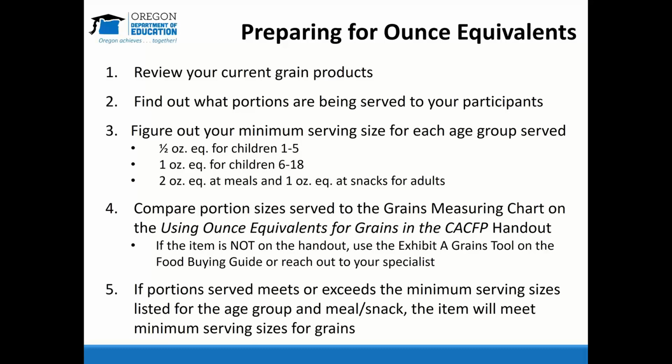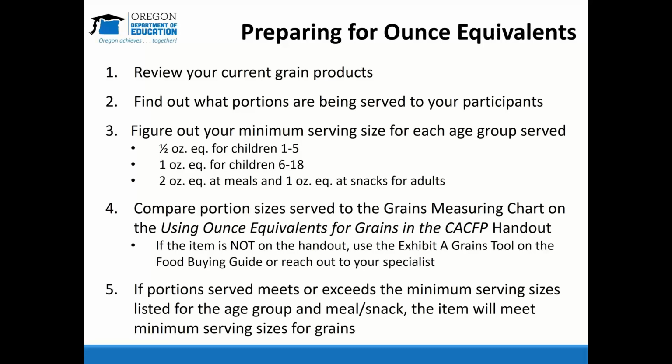Once you have that information, you will want to know if this meets minimum ounce equivalent serving sizes for each of the age groups that you serve. So it'll be half an ounce equivalent for children 1 to 5, 1 ounce equivalent for children 6 to 18, 2 ounce equivalents at meals, and 1 ounce equivalent at snacks for adults.